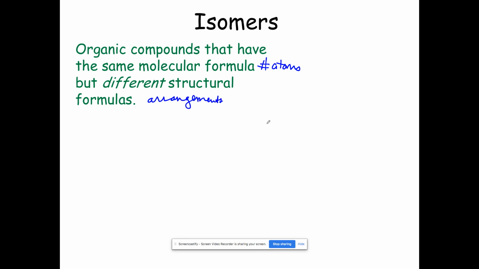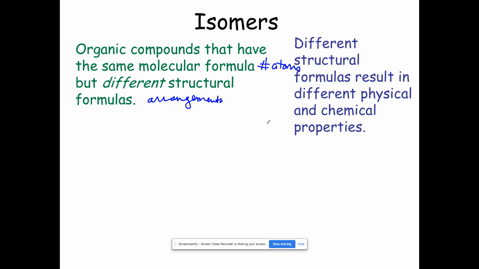Okay, so if I gave you 10 Legos and I said, build something, you could build it. Then I say, take it apart. Build something again using those same 10 Legos. You could do it and it would look different. So you use those same pieces, but you're just putting them together in different ways. That's isomers. So the same atoms, just rearranged. And so, of course, if we have different structural formulas, we're going to have different physical and chemical properties. The way things are put together will allow them to react differently.